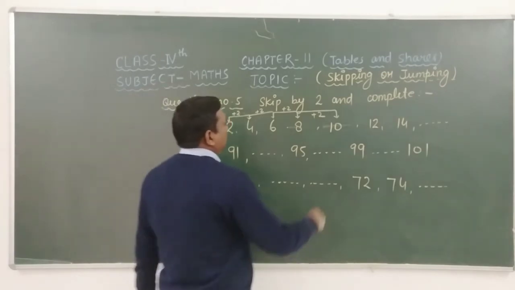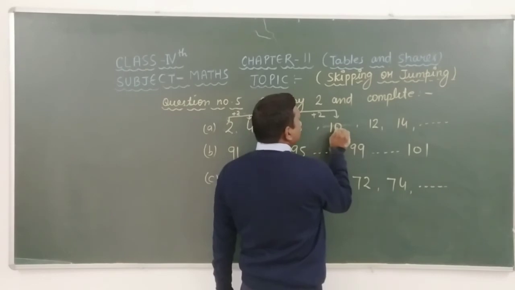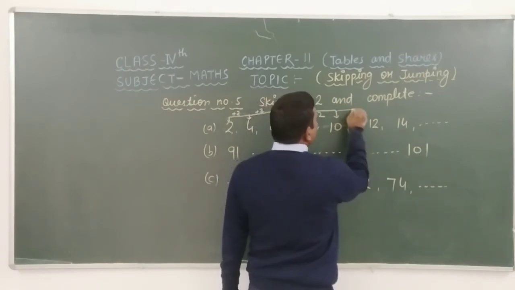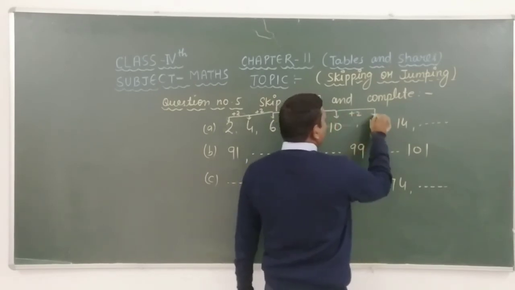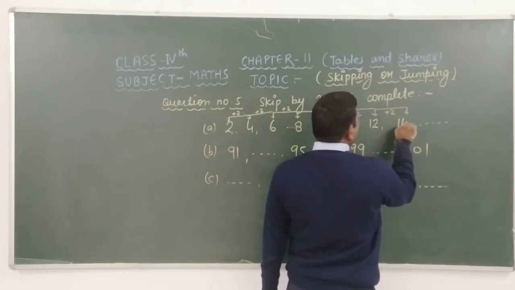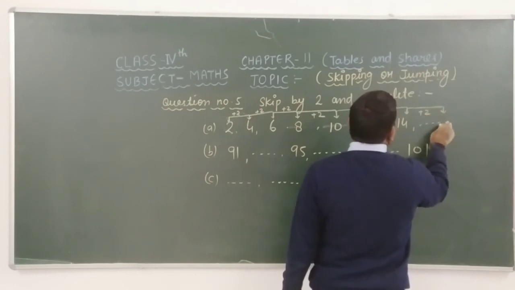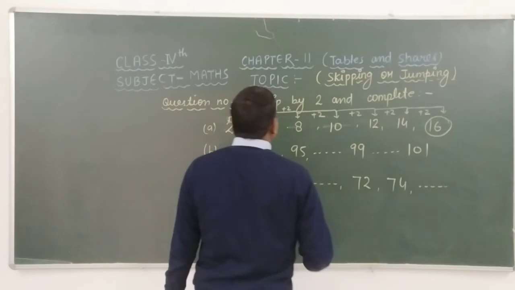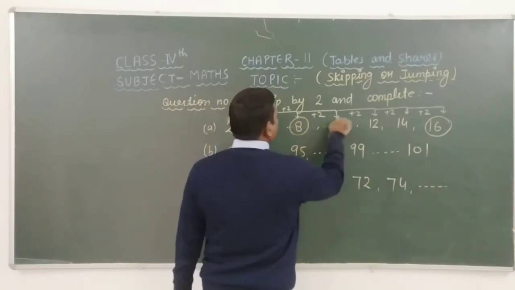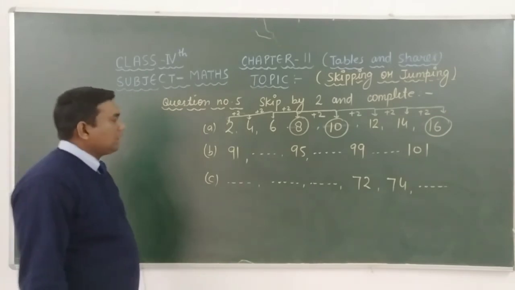And if we add 2 to 10, 10 plus 2 is 12. Similarly, 12 plus 2 is 14 and 14 plus 2 is 16. Here we get 16. This is the result of question number 5 of A.